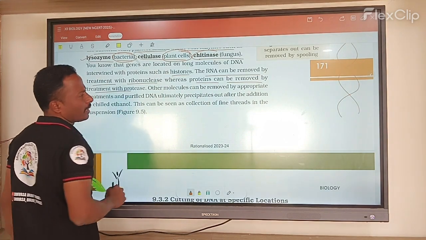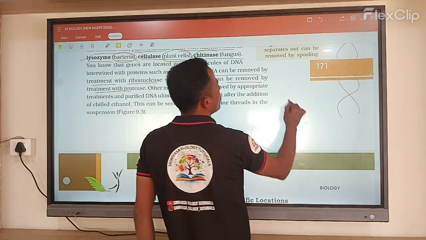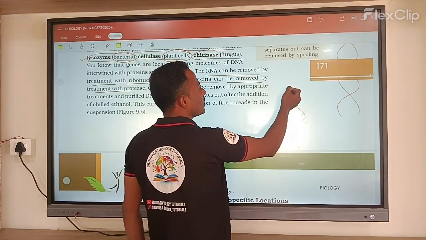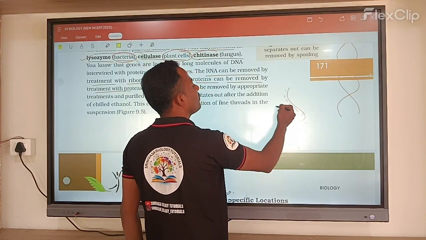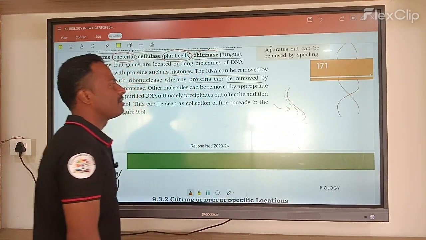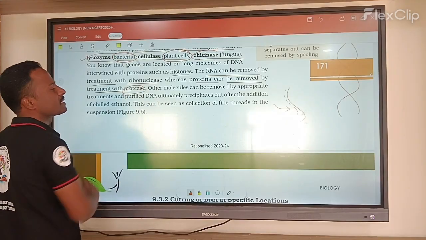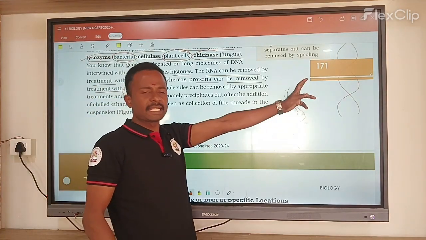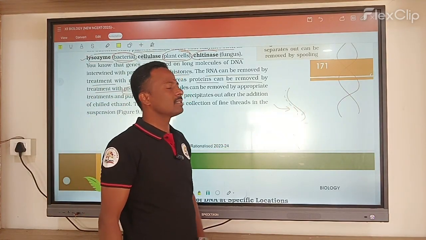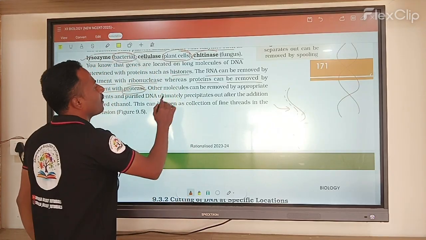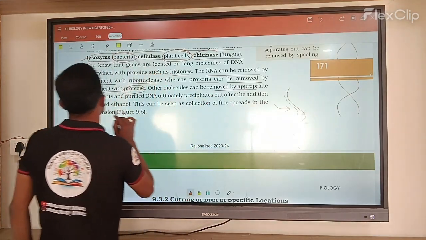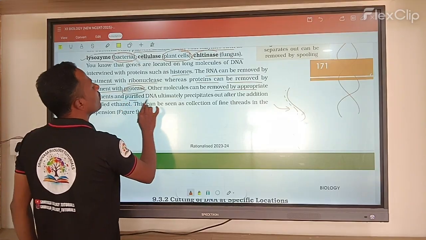So RNA, the single-stranded ribonucleic acid: if the single strand is present, we add a protease enzyme. What happens? The protease enzyme digests the proteins. The other molecules can be removed with the appropriate treatment, and that purifies the DNA.